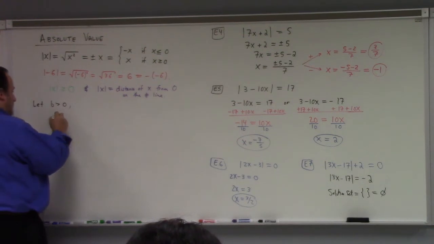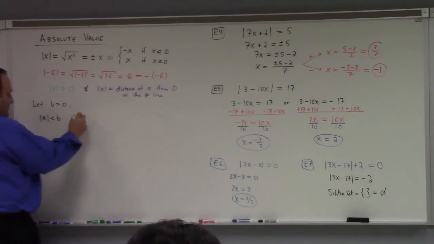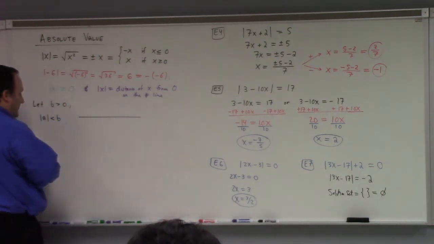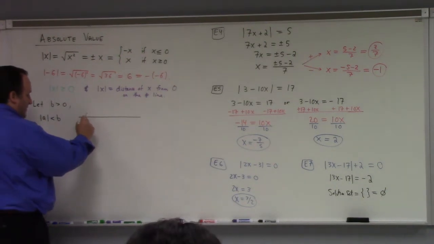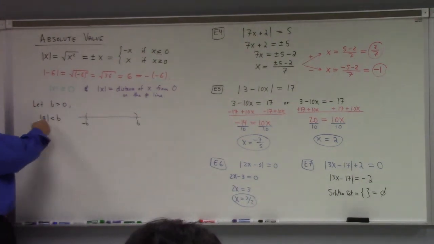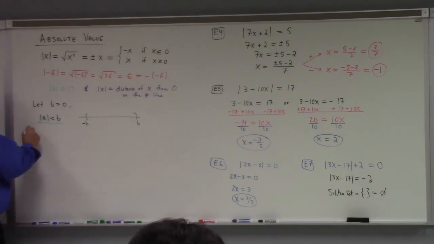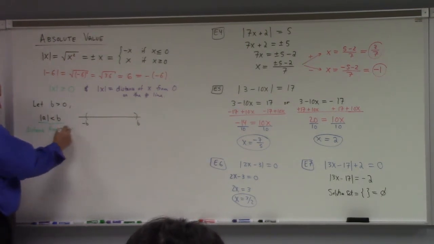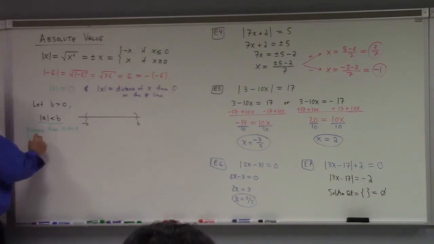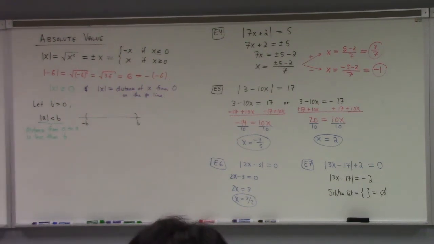Then if we think about the absolute value of A being less than B, what would that mean? If you think about a number line, you think about B, you think about minus B. In a sentence, what does absolute value of A less than B mean? This means the distance from 0 to A is less than B. You're at most B units from the origin.